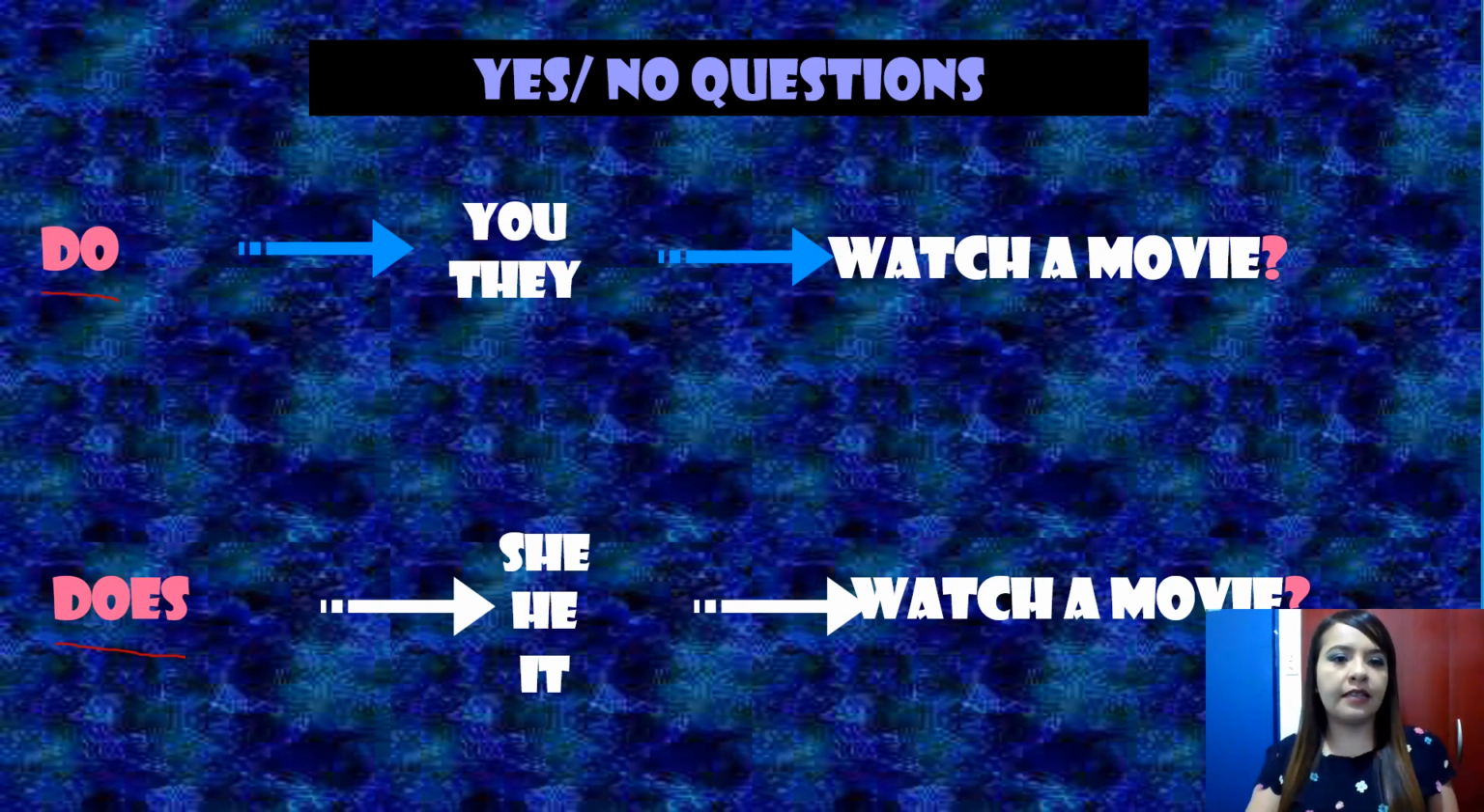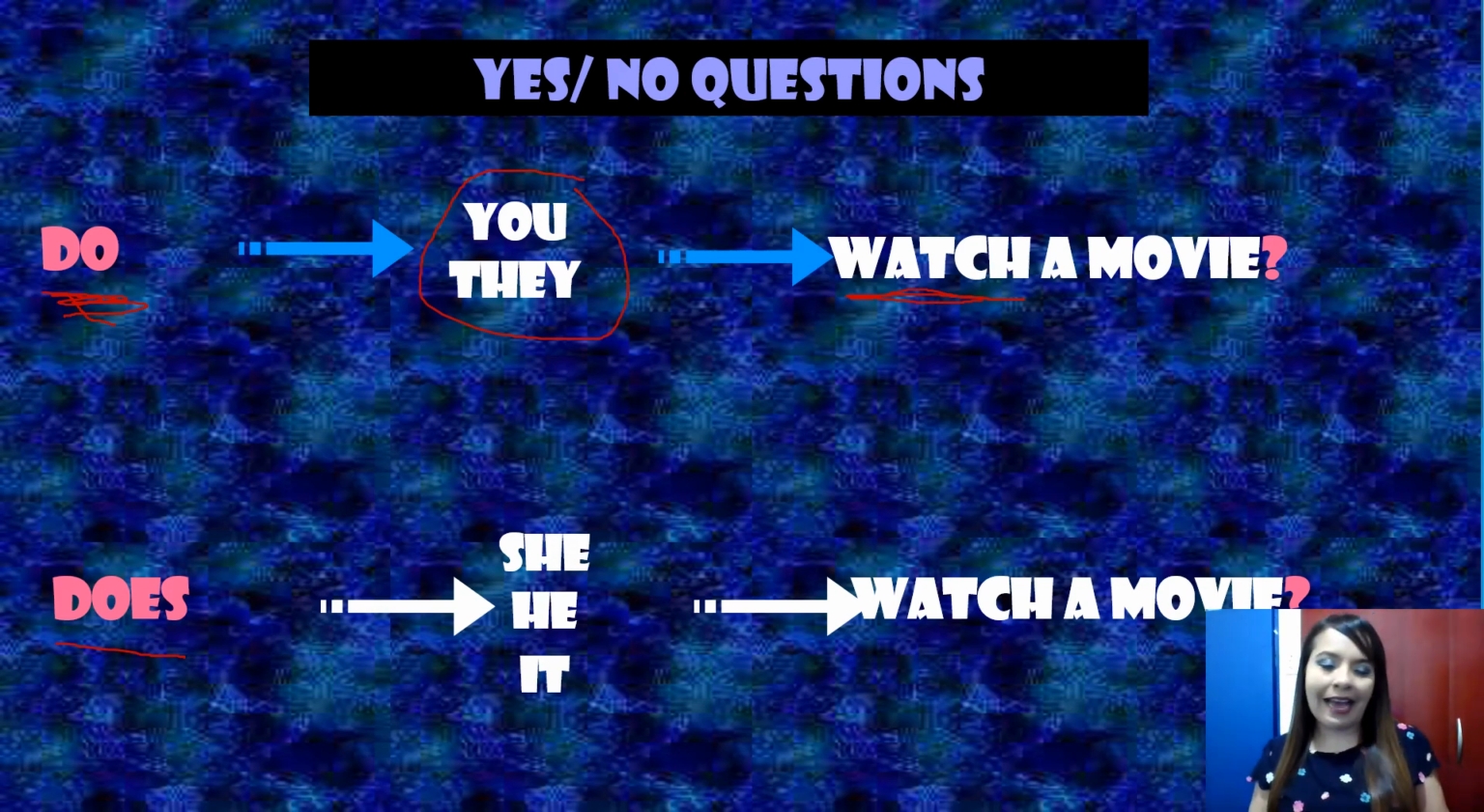So in this case, if the subject is you or they, we're going to use do, all right? And after do, we need the subject. And after the subject, we need the main verb. It must be simple. We don't need to add ing or ed, nothing. Just simple as it appears in the dictionary.